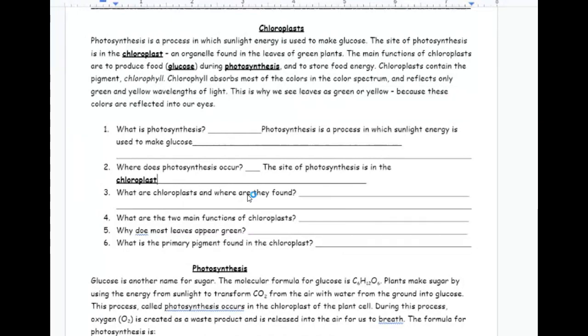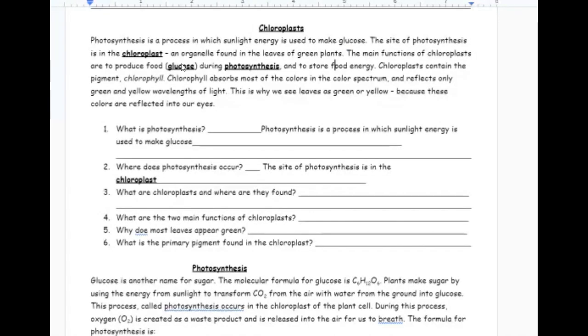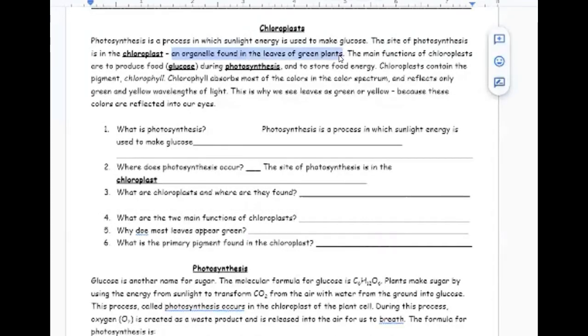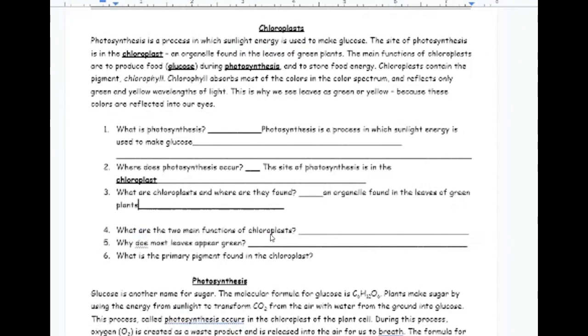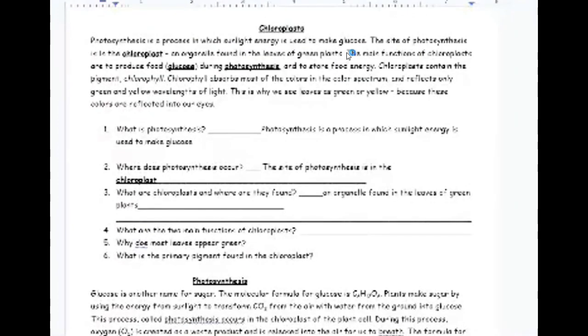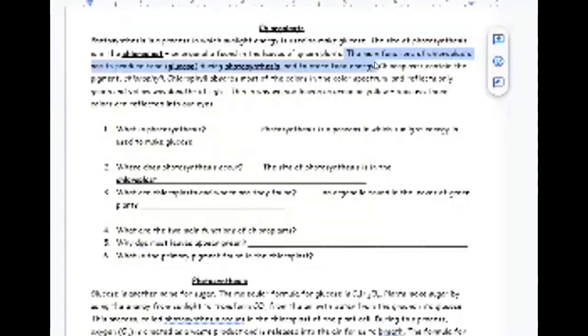What are chloroplasts and where are they found? It's an organelle found in the leaves of green plants. Control C, Control V. What are the two main functions? I hope you're grasping how easy this is. Control C. It's to produce glucose, obviously, and get rid of carbon dioxide.